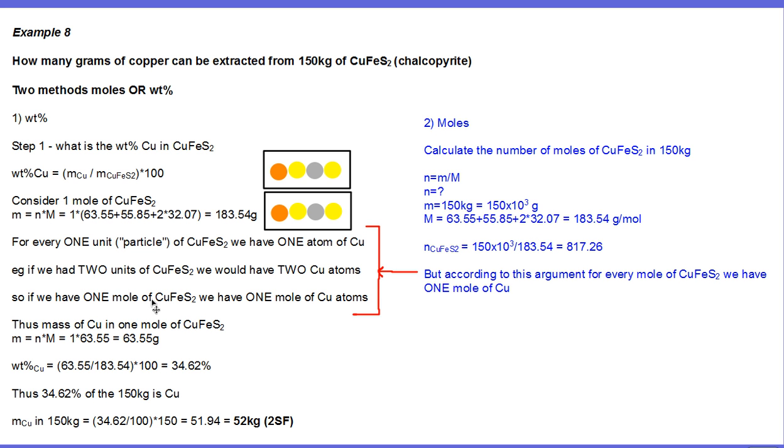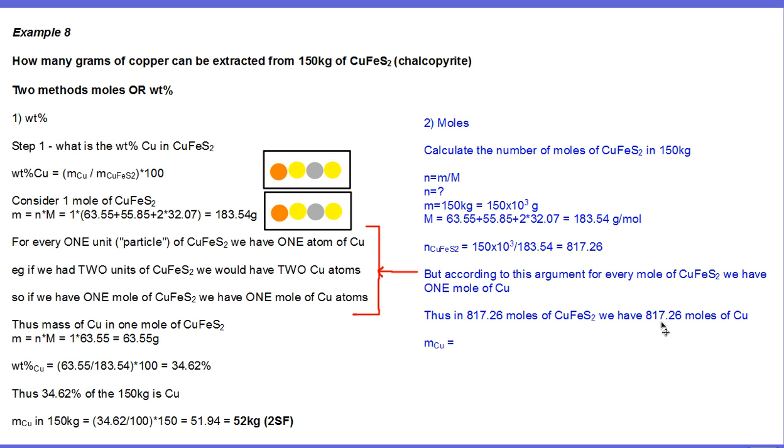The next step is, well, if that's how many moles of chalcopyrite I've got, well, wait a minute, over here we said for every 1 mole of chalcopyrite we have 1 mole of copper atoms. So that means that if we've got 817.26 moles of chalcopyrite, how many moles of copper do we have? And yes, that's right, we've got 817.26 moles of copper, because for every 1 mole of chalcopyrite, we've got 1 mole of copper.